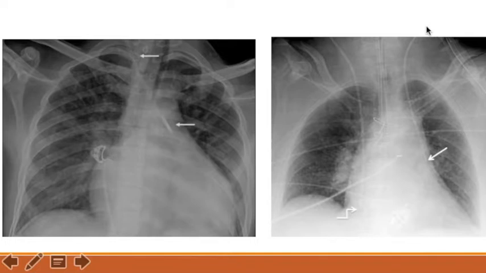The opposite is true with the left internal jugular vein. This catheter should cross the midline and come into the superior vena cava. Unfortunately, it stays on this ipsilateral side and again enters the aortic arch and is now in the descending aorta. So left IJ should always cross the midline, right IJ should never cross the midline. Venous, arterial, arterial.